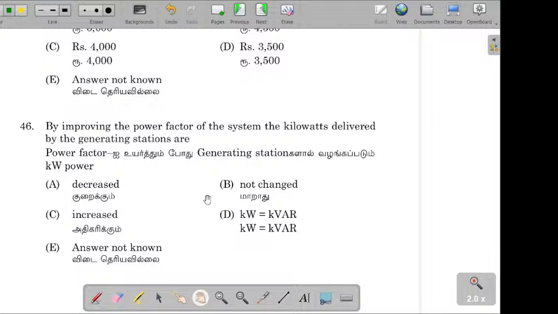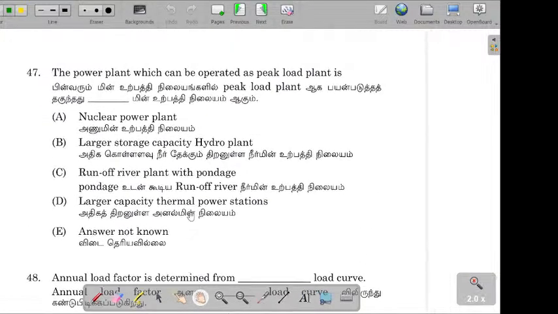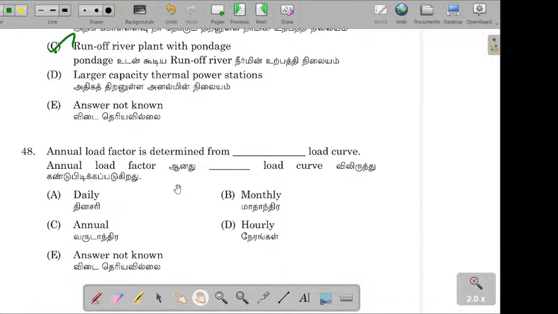By improving the power factor of the system, the kilowatts delivered by the generating stations are increased. The power plant which can be operated as peak load plant is run-off river plant with pondage. Annual load factor is determined from annual load curve.